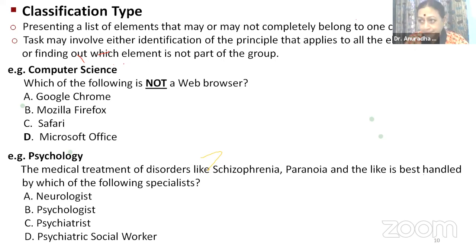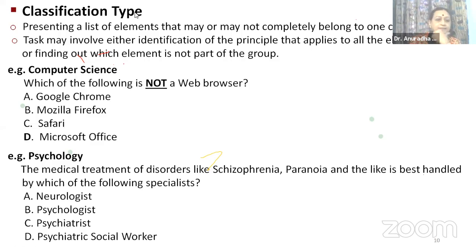So there is a principle that they have to identify. If you have an assorted set of elements, what is it that runs in common with all of these? And what is it that one probably sticks out as the odd one out? So this is the way you classify the different elements in a group. Find out which element is not part of the group.